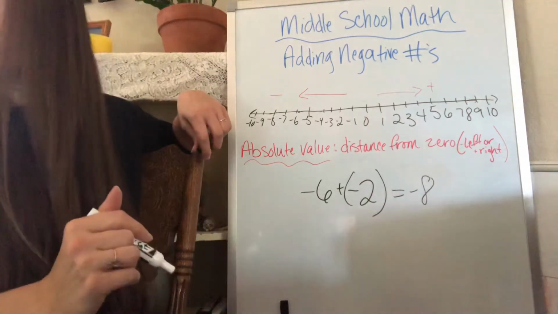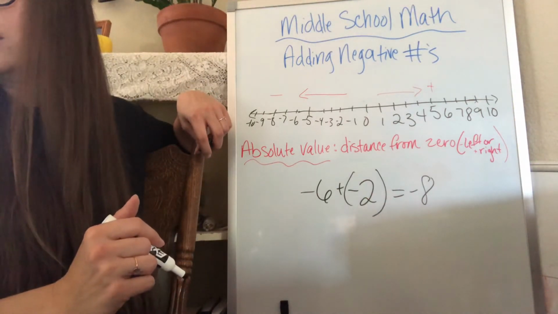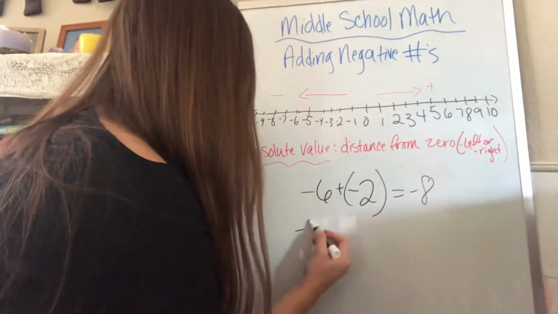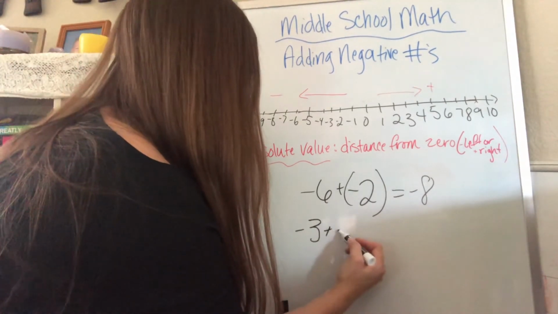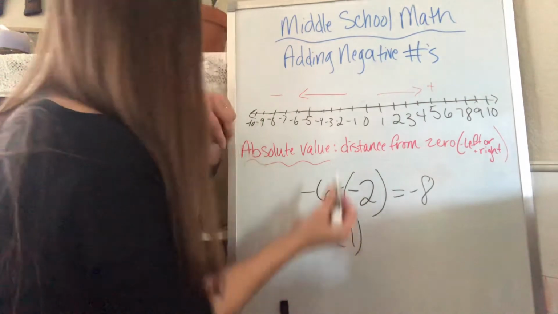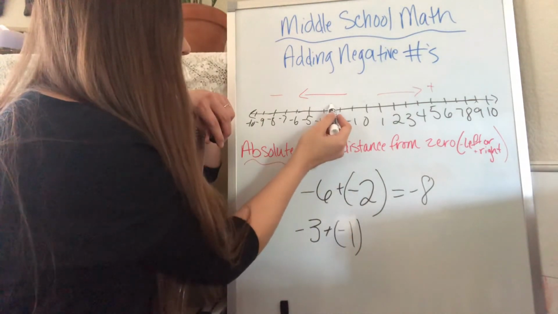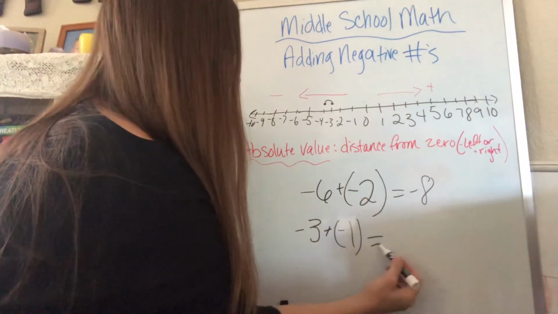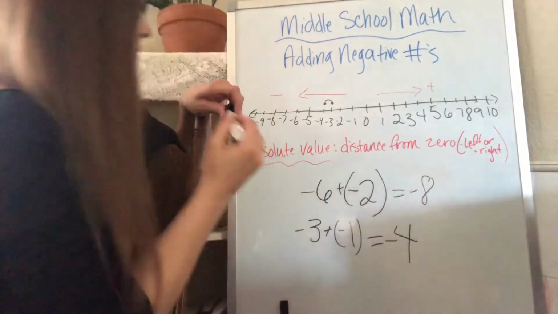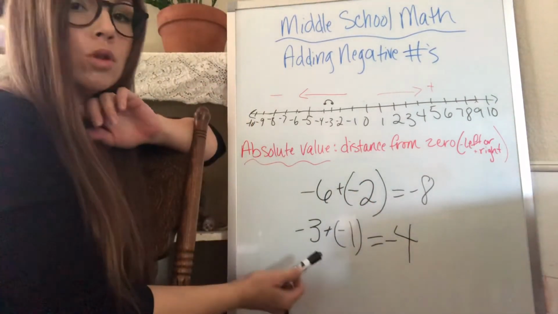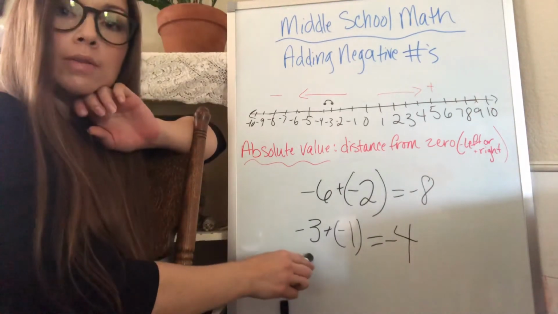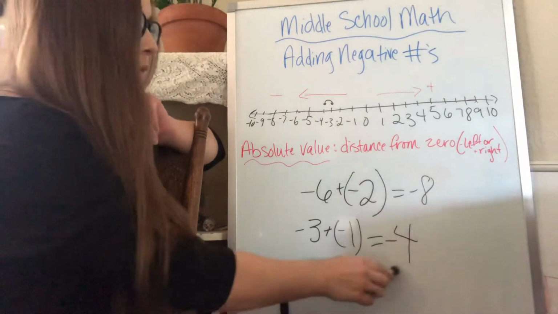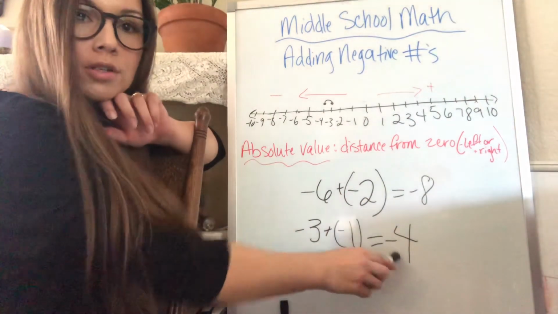Let's try one more. Let's do -3 plus (-1). Okay, so I'm over here at -3, and I'm adding one more negative, so now I have -4. You loaned me $3, so I was -$3 to you. Then you loaned me one more dollar, so now I owe you $4, so I'm -$4. Okay?